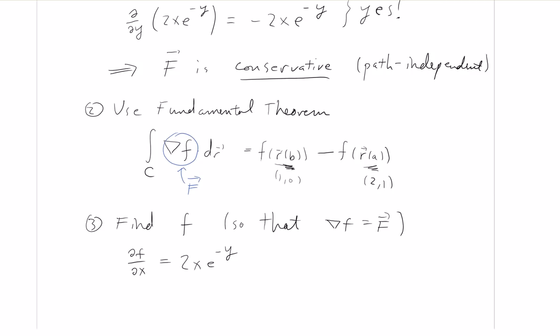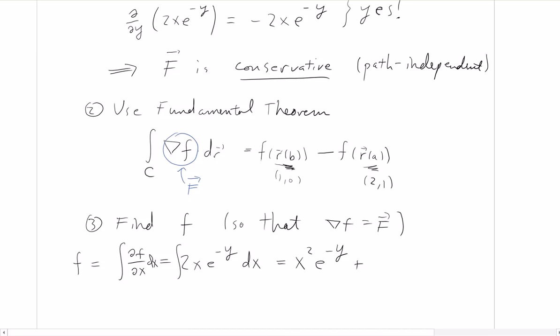And from Calc 1, we know that if we have the derivative of a function and we want the original, we integrate. So f itself should be the integral of the derivative with respect to x. So, if we integrate this, the integral of 2x is x squared. And of course, whenever we integrate, we get plus a constant.